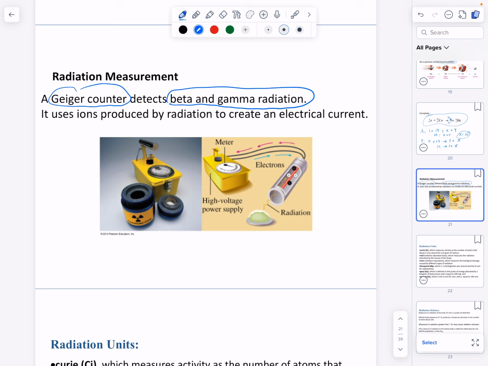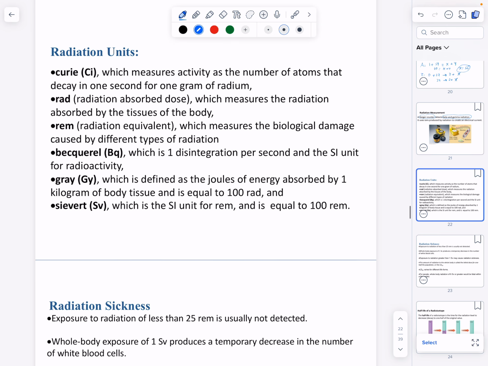In reality it is electrical equipment, and somehow the radiation is going to create an electrical current, and that electrical current is going to make this thing make noises or vibrate. Okay, units of radiation, there are 6 units.